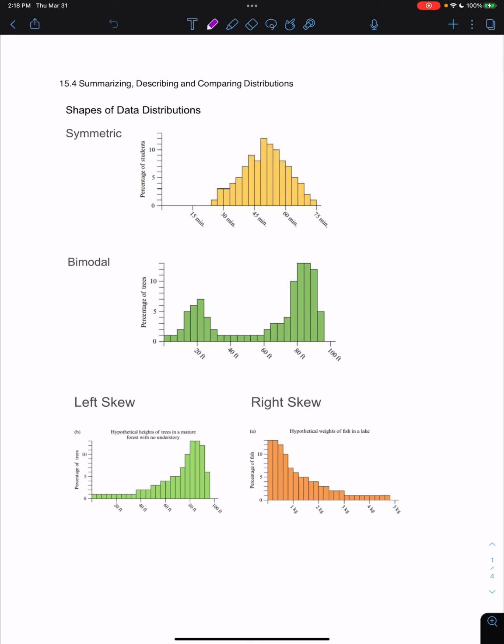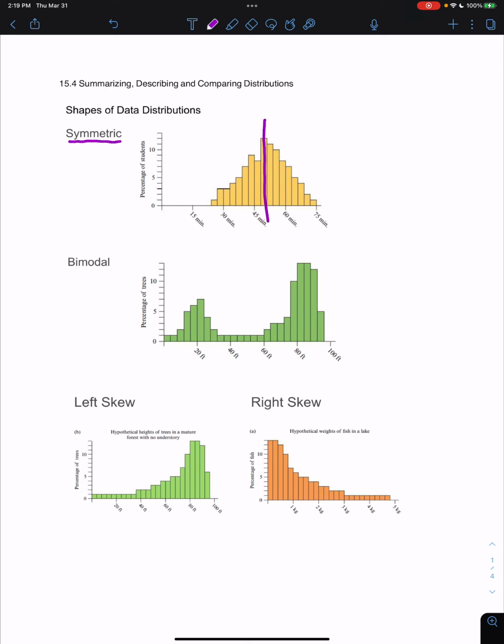The first one is a symmetric shape of a data distribution, and we've talked about symmetry before in this class, so you should know what a symmetric distribution would look like. It would be one where we could draw a line down the middle and fold it in on itself. Now, is it exactly symmetric? No, but there's an approximate symmetry to our data distribution. So that's one of the shapes.